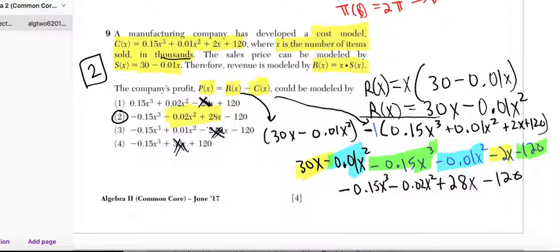So this is what we should have. Negative 0.15x cubed, then we have the other two terms which we highlighted earlier, minus 0.02x squared plus 28x, then minus 120. So it is indeed choice 2.